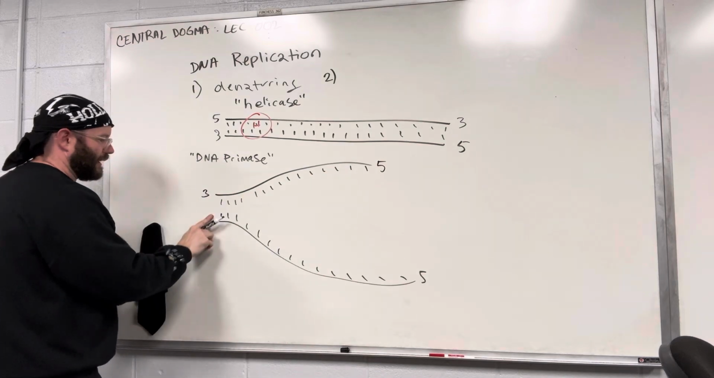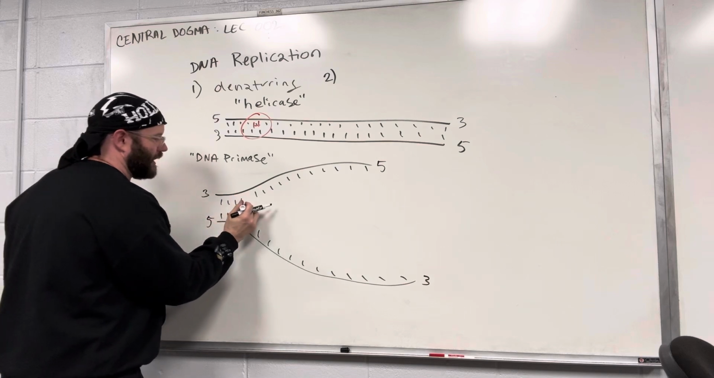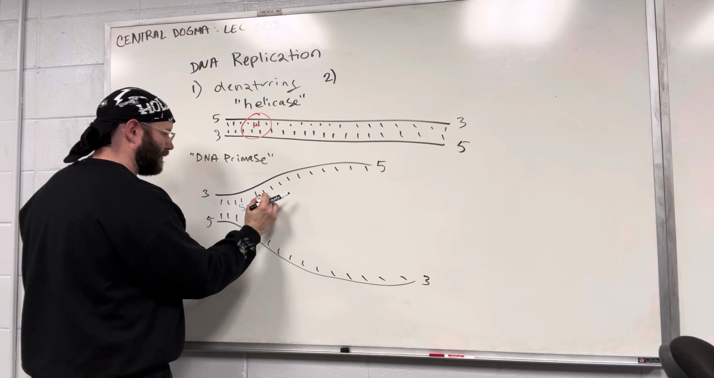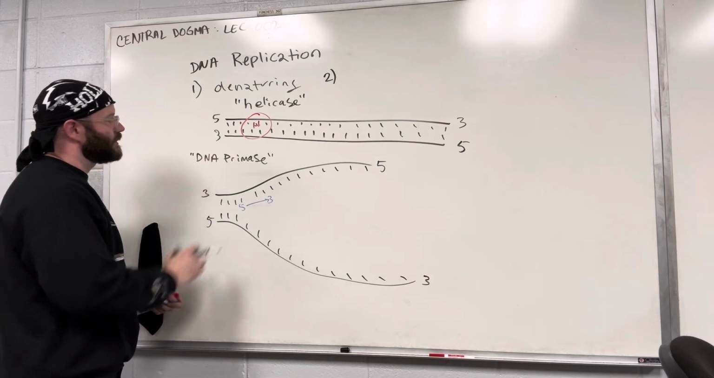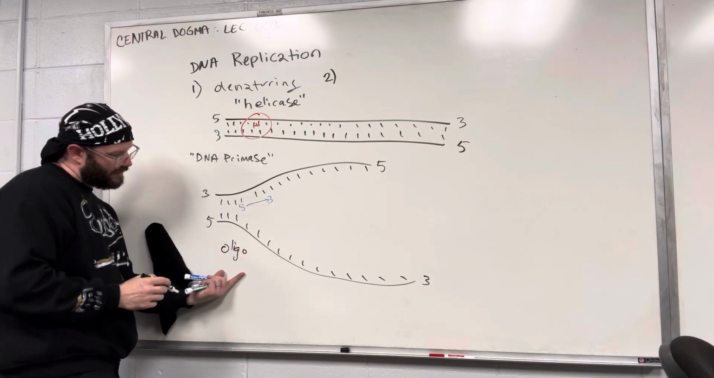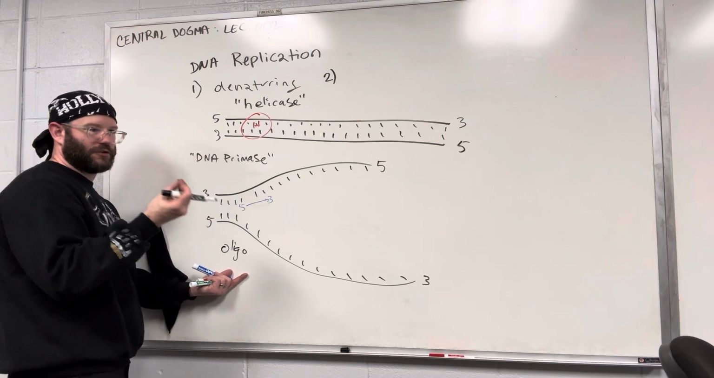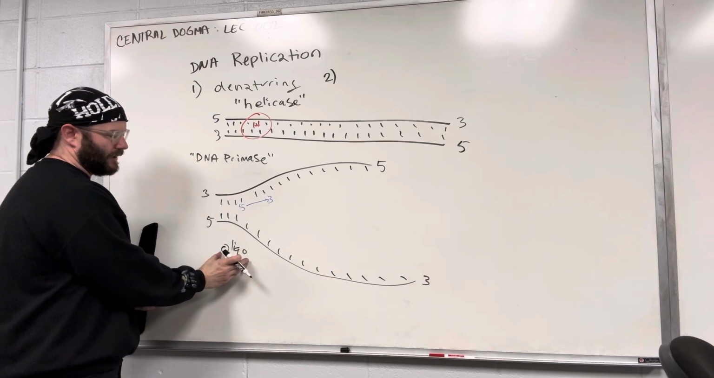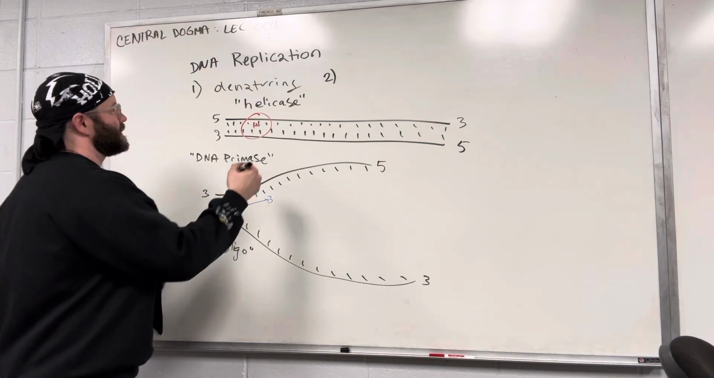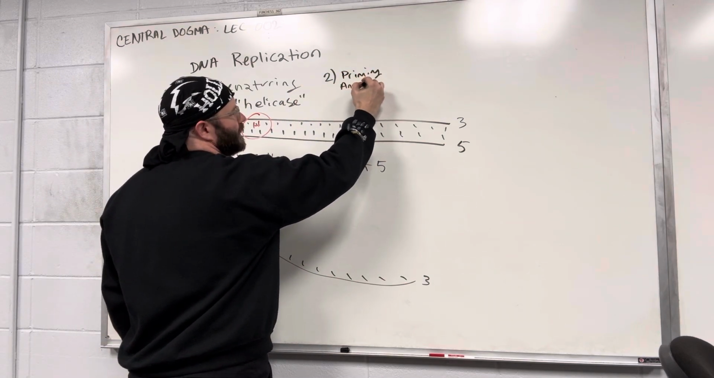Imagine this is the 3 to 5, and this is the 5 to 3. So DNA primase creates a primer. That primer is 5 to 3. DNA primase creates a little oligo. An oligo is a sequence of base pairs strung together. That's a short sequence. That's what oligo means. So it creates a little oligo, a little primer. That's the second step: priming, or perhaps you might call this annealing.